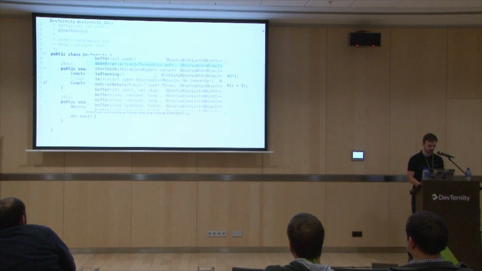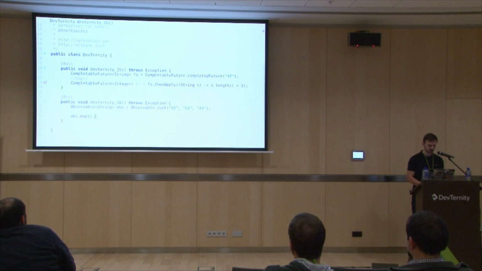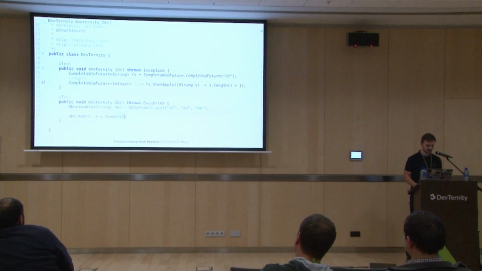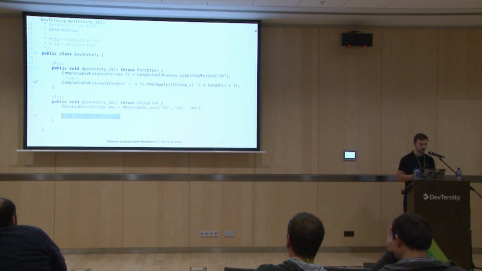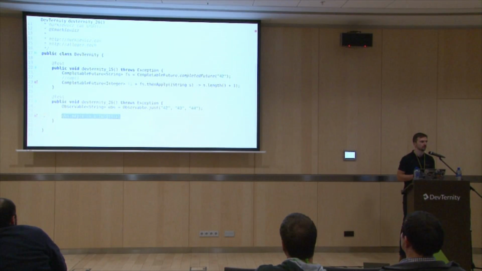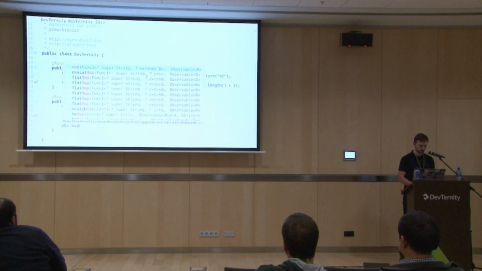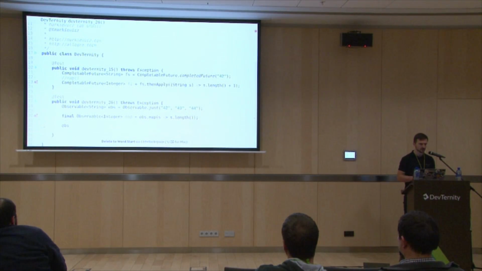So I can do map, and inside this map, let's do the same transformation, from a string to its length. And what's the type of this expression? Of course, it's observable of integer, right? So I'm going to keep it this way, and then I'm going to just repeat it. So observables are actually immutable.